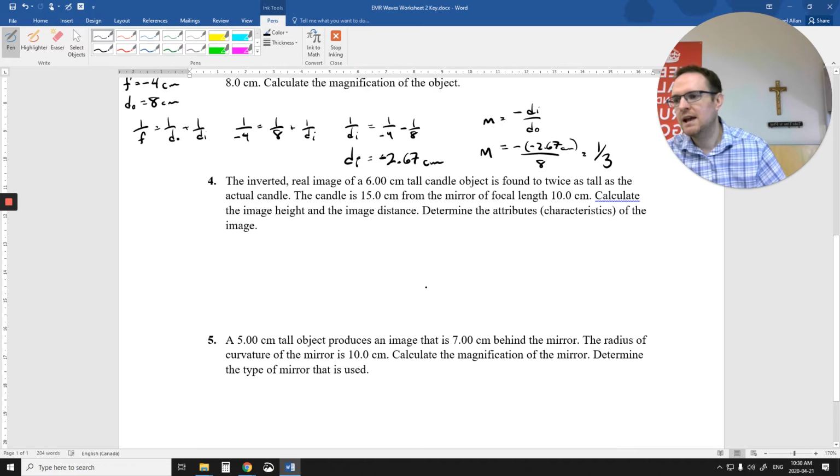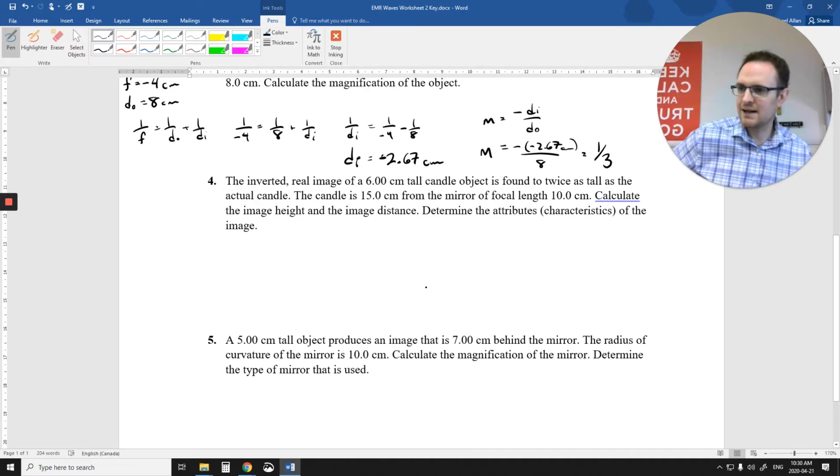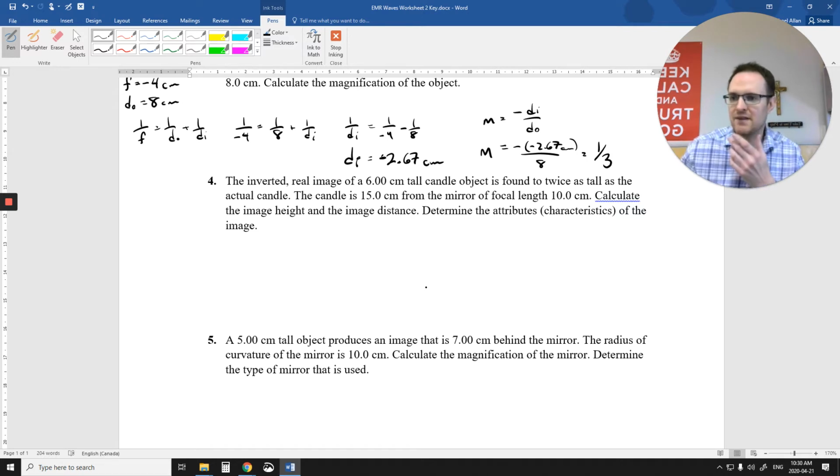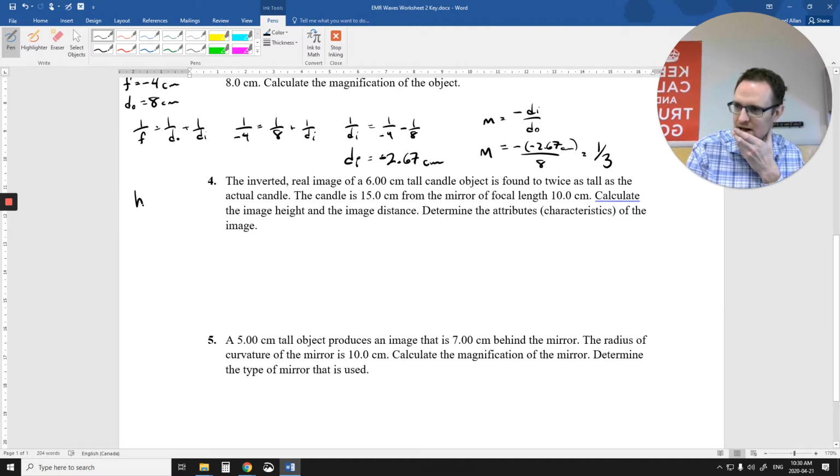Cool. An inverted real image of a 6 centimeter tall candle object is found to be twice as tall as the actual candle. So what we know, if this is the case, it's inverted. So we know HO, 6 centimeters. It's twice as tall, so it's 12, but it's inverted, right? So it's that part.